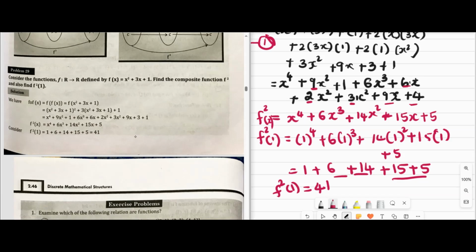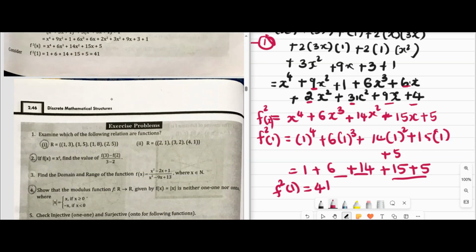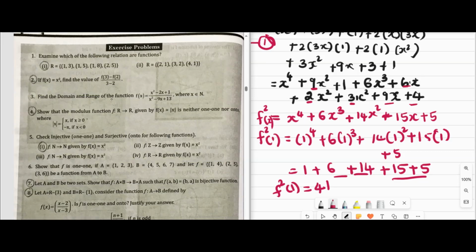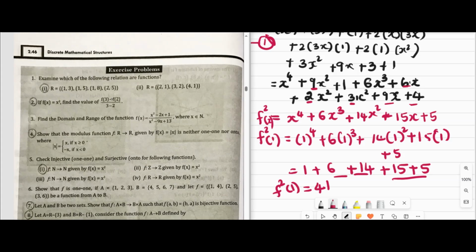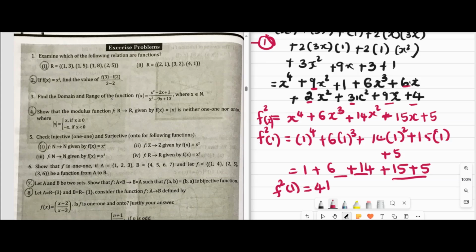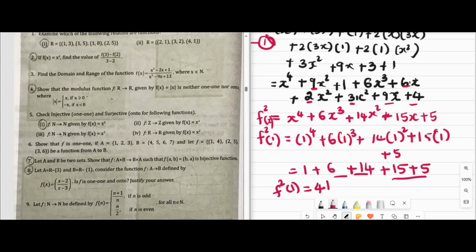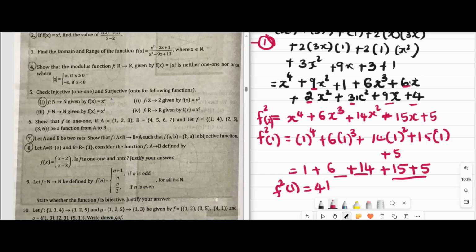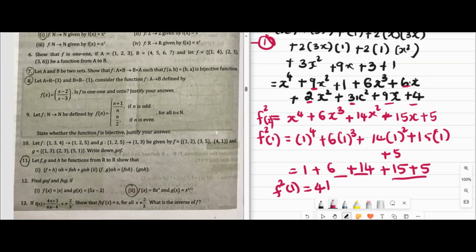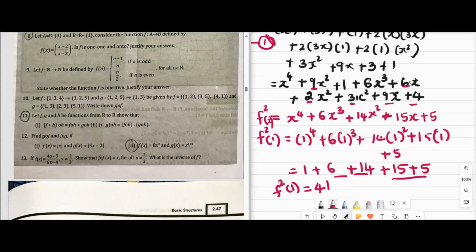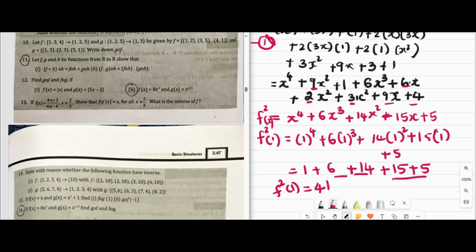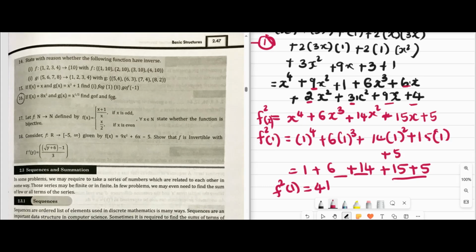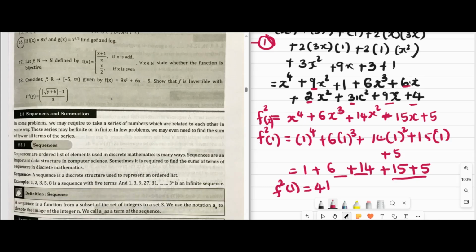Now in this function topic we have completed the unit. In the coming class, you have exercise problems given. I want you to solve 2.46 and send me the answers. If you are not able to do any problem from this exercise, you can send it in the comment box and I will try to solve it for you. There are 18 problems given. Try to solve those problems.